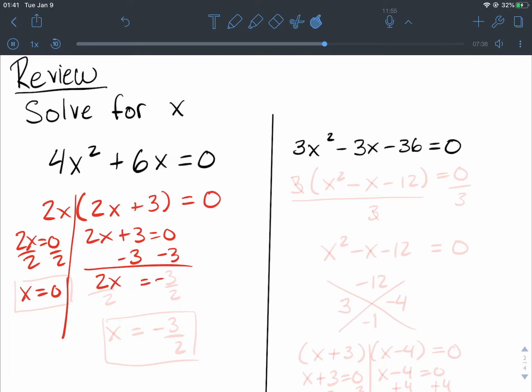So we can subtract 3 on both sides and then divide by 2. Those are your answers. X equals 0, x equals negative 3/2.